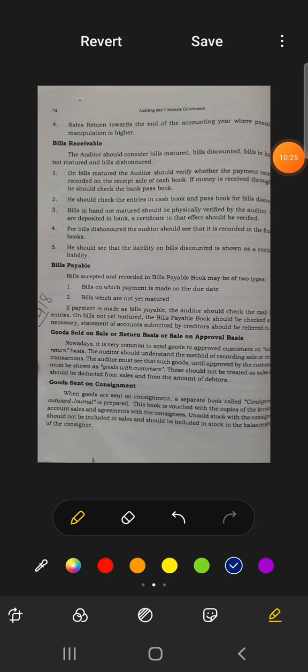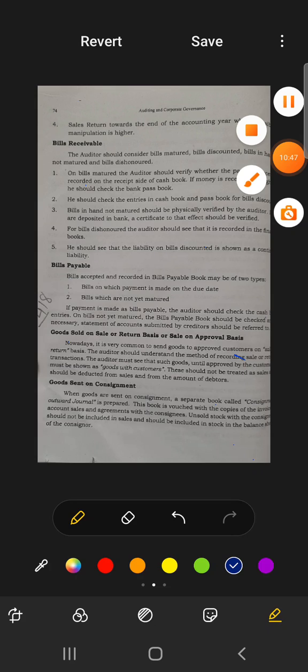Bills accepted and recorded in the bills payable book may be of two types. Bills on which the payment is paid on the due date, and bills which are not yet matured. These are the two types in which we are recording in the bills payable book.